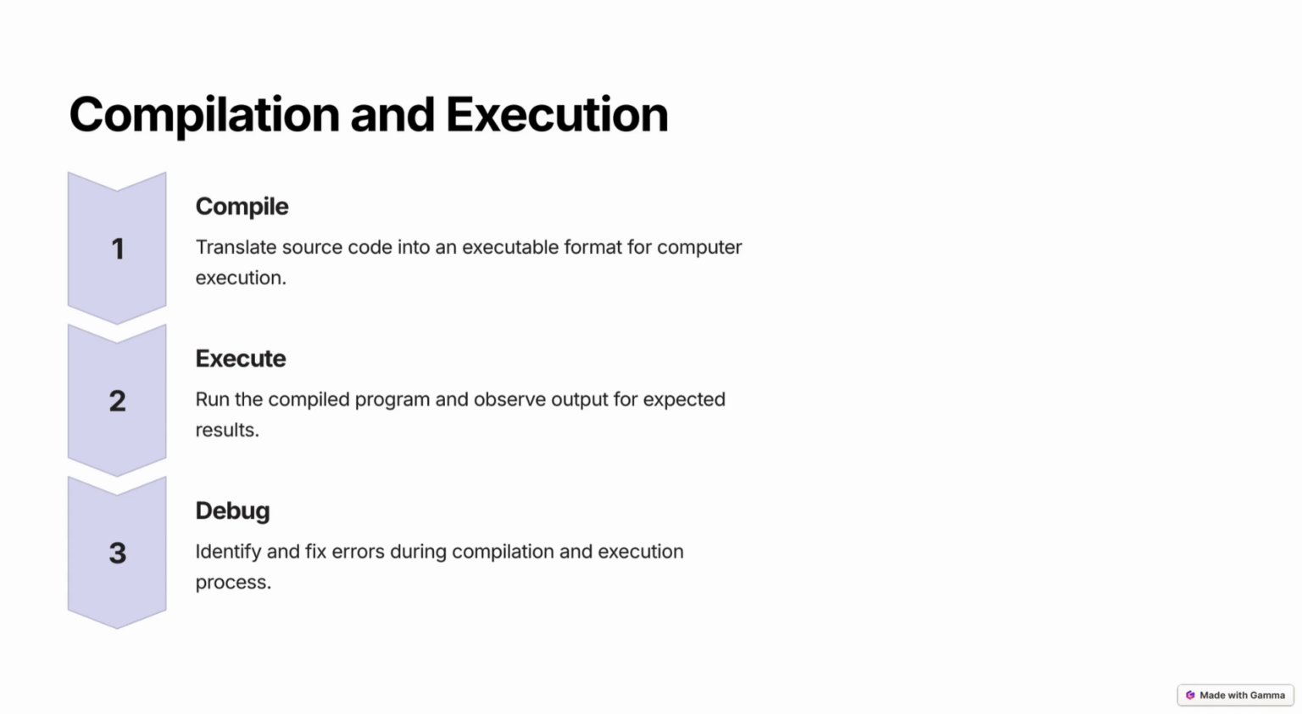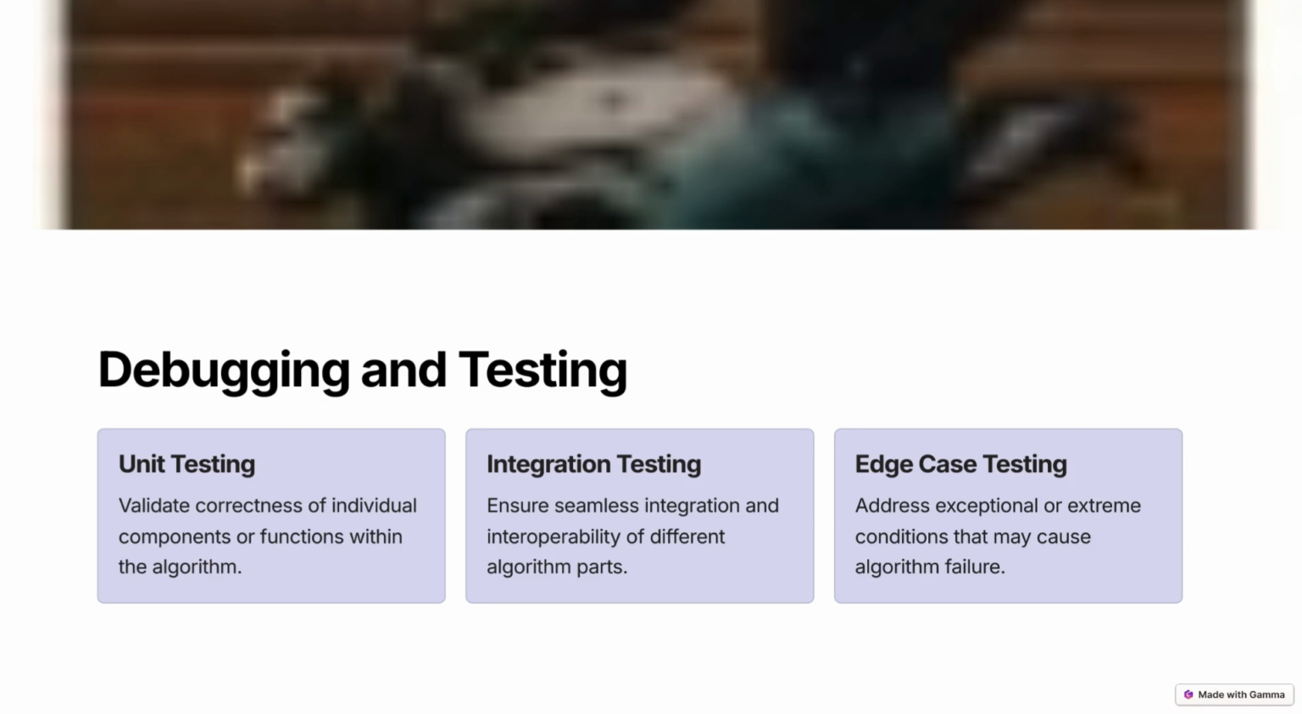Now let's see the fifth step, that is compilation and execution. In compilation, first of all, we have to compile the code, which means we have to translate our source code into an executable format for computer execution. Then we have to execute that compiled code. That means we have to run the compiled program and observe output for expected result. Third, we have to debug, identify and fix errors during compilation and execution process.